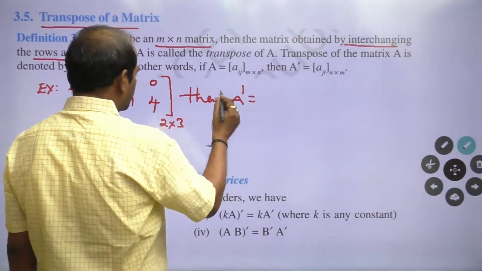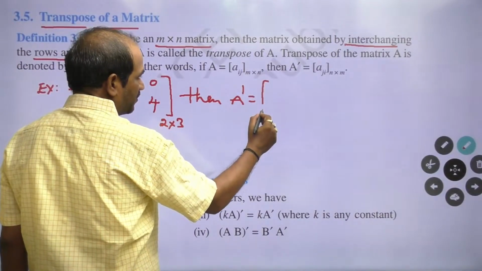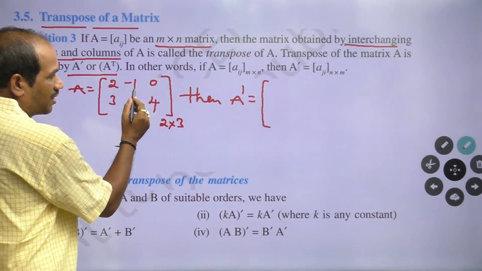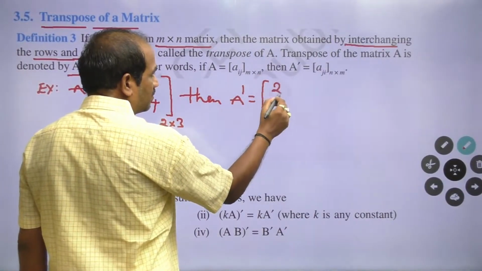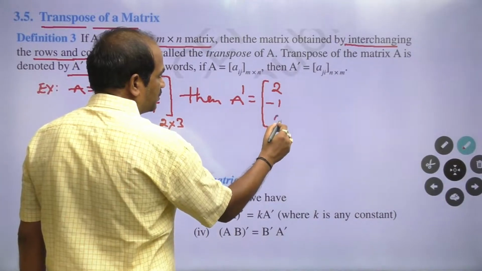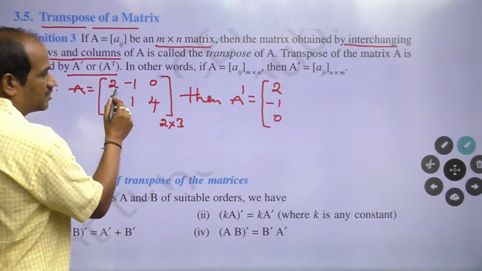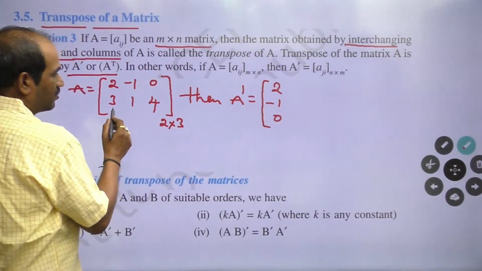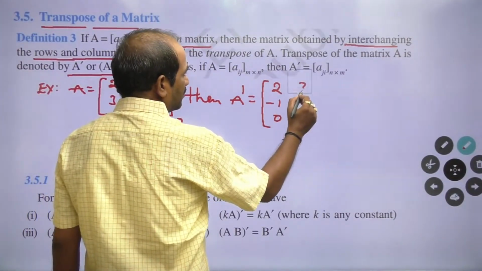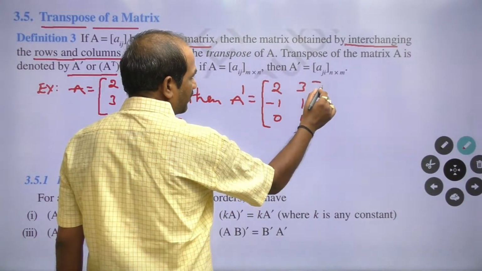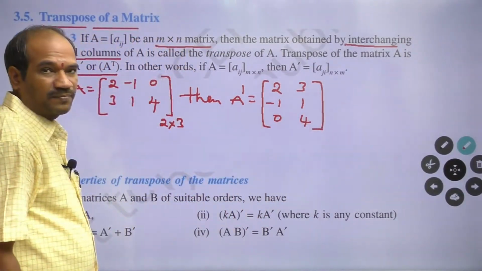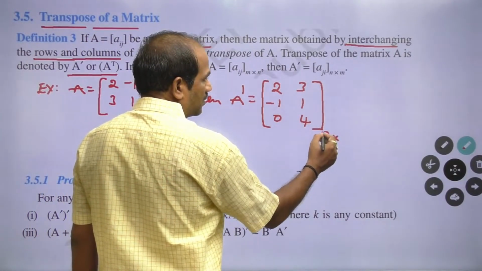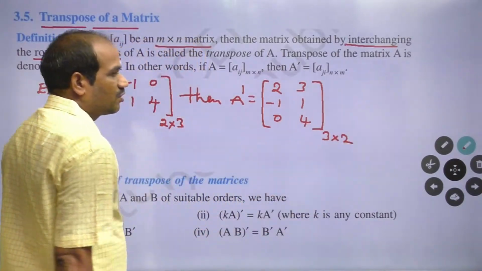In this matrix, the first row becomes the first column, so the first column is 2, minus 1, 0. The second row 3, 1, 4 becomes the second column. This is A transpose. Its order is 3 rows and 2 columns. Interchanging rows into columns.